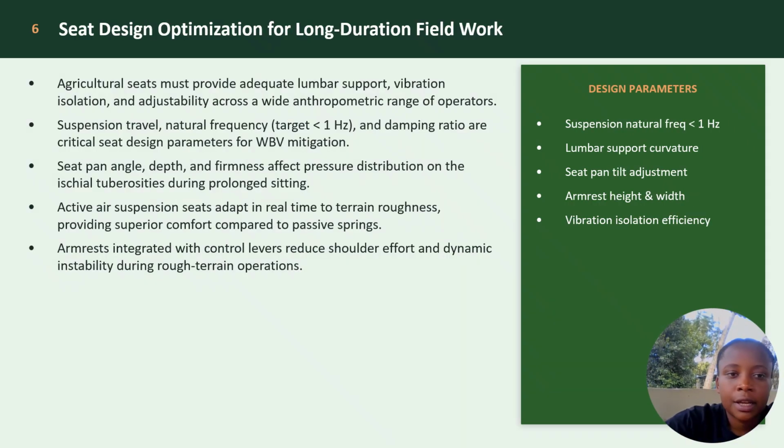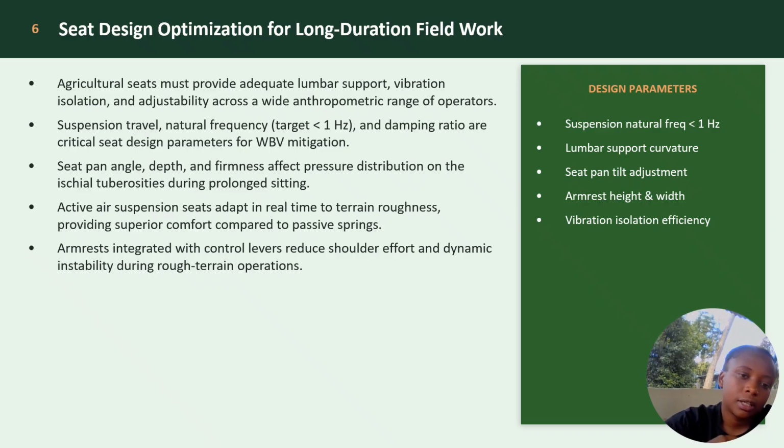The sixth topic is about seat design optimization for long duration field work. Agricultural seats must provide adequate lumbar support, vibration isolation, and adjustability across the wide anthropometric range of operators. Suspension travel, natural frequency, targeted at less than 1 Hz, and damping ratio are critical seat design parameters for whole body vibration mitigation.